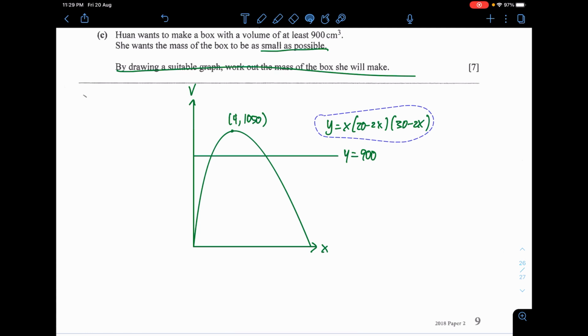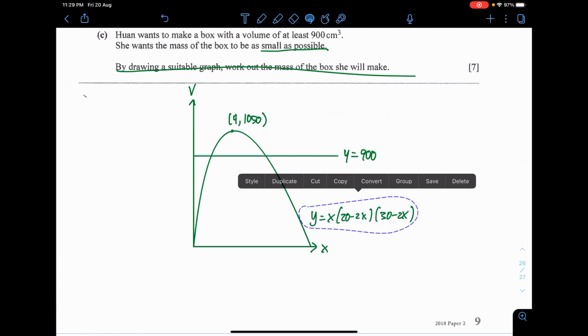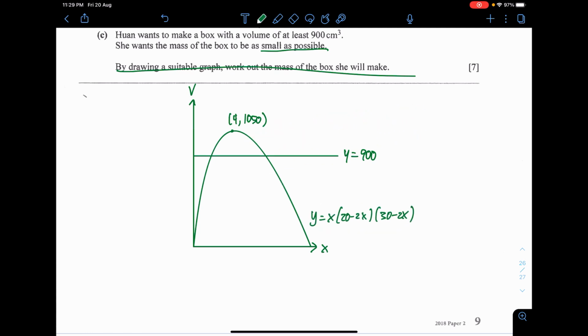Okay, 900. So I have two graphs, the curve and then the line of y equals 900. The question says that she wants the volume to be at the very least greater than 900. Meaning to say that if you look at the graph, this is the area that you actually want to have, such that the volume is greater than 900. It's also made by the same cardboard, meaning it still follows the same formula to find the volume like just now.